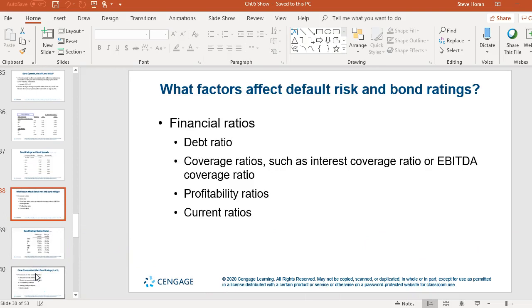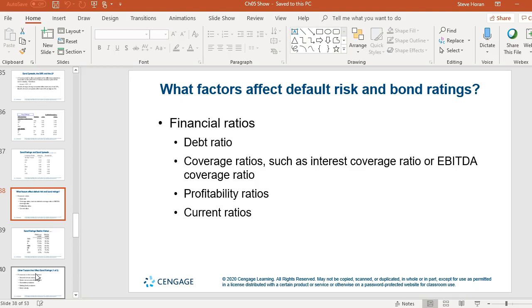Okay, so what factors affect default risk and bond ratings? Think about what the ratings agencies look at. They're looking at your current amount of debt that you have on the books. They're looking at a lot of ratios. So think of our ratio chapter. A lot of the debt coverage ratios they look at very closely.